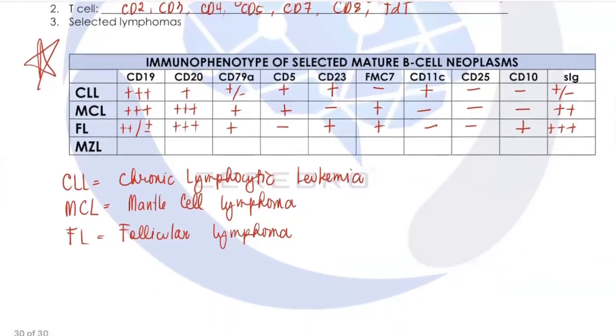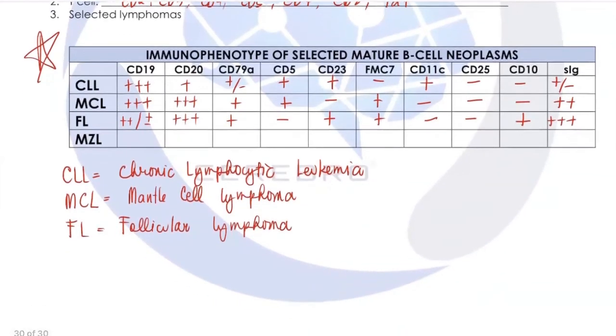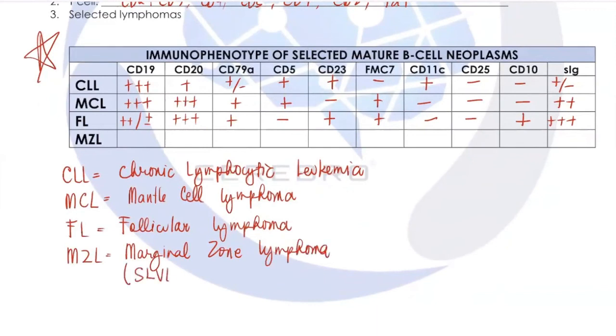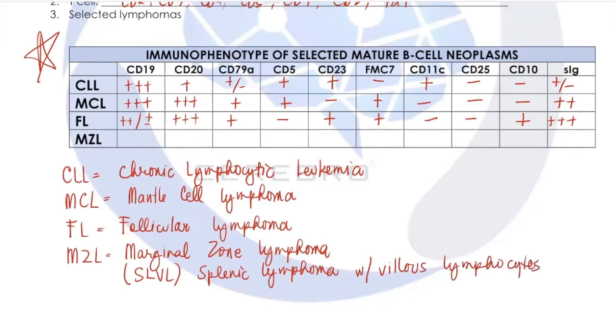Okay? And lastly, we have the MZL. MZL is the marginal zone lymphoma. Or tinatawag din ito guys na pwede din siyang tawaging SLVL. SLVL means splenic lymphoma with villous lymphocytes. Kasi yung marginal zone, 'di ba, nasa spleen yan.